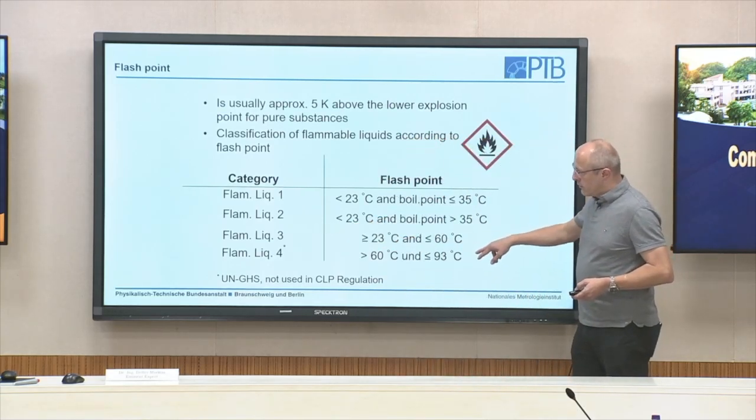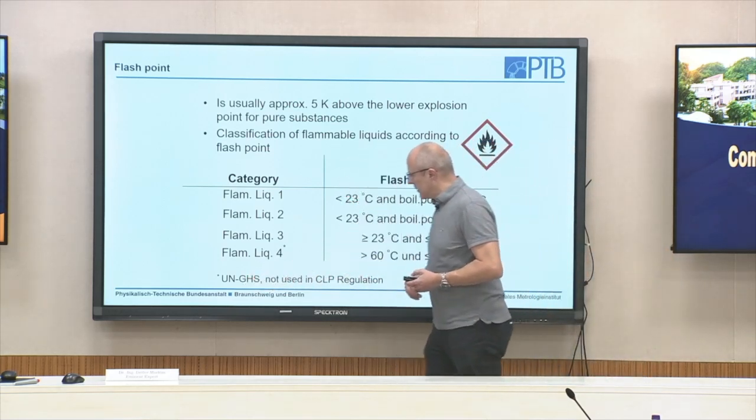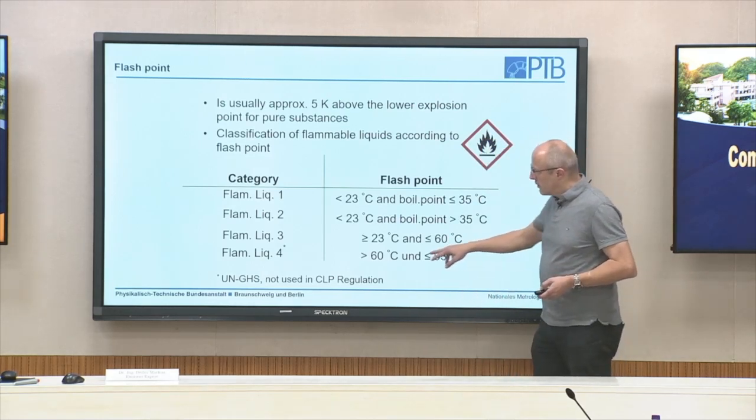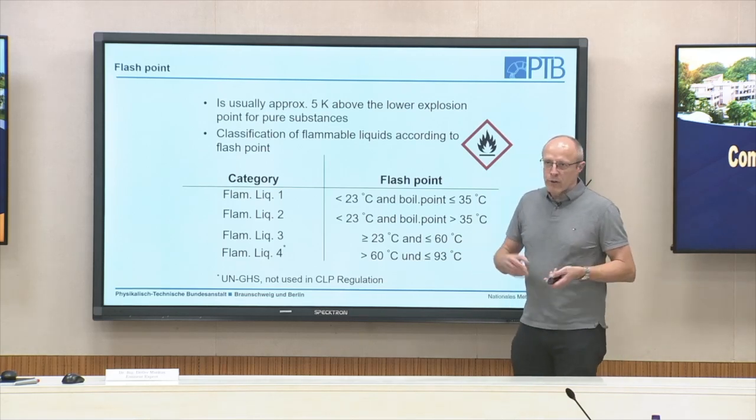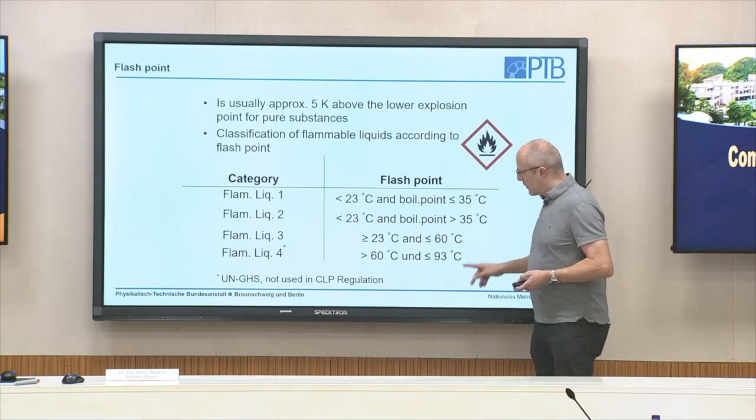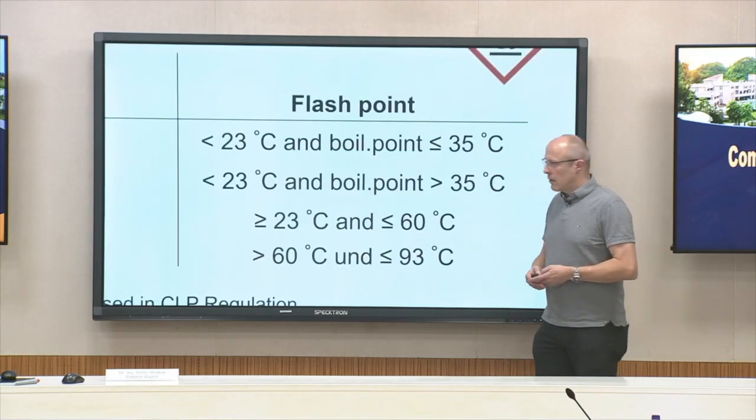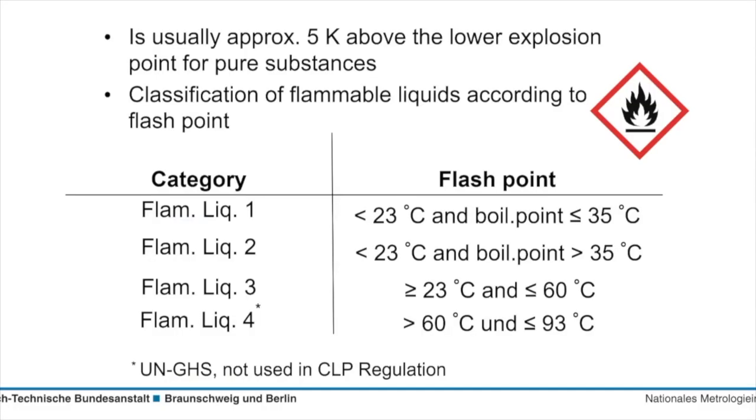There's also in the globally harmonized standard a fourth category, above 60 and below 93 degrees Celsius, which is, for example, used in the US. This is not valid in Europe, or not used. But this is the main usage of this safety characteristic data, the flash point.